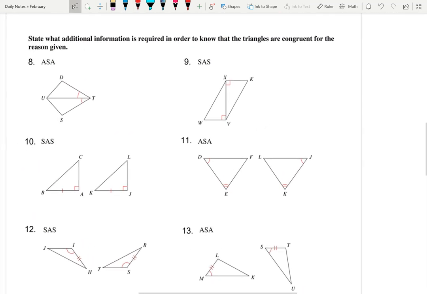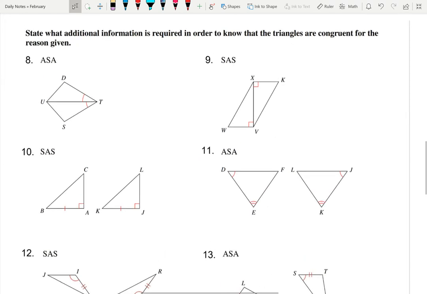All right. So now these are kind of tricky, these last ones. So let's push through. Let's try and get this one done, because I know this video is kind of running a little long. All right, state what additional information is required in order to know the triangles are congruent for the reason given. All right, so angle, side, angle.